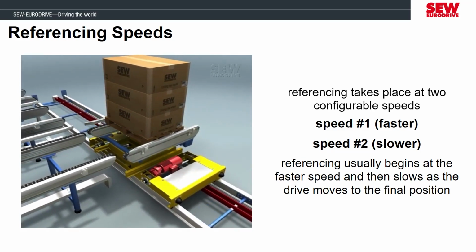These can be changed in the MOVIDRIVE parameters for different needs, but it's recommended to use slow speeds for both and make sure that speed number 2 is slower than speed number 1, because the referencing routine will automatically switch from speed 1 to speed 2 at specific phases of the move. If these speeds were set too fast, it could present unnecessary risks when the equipment is attempting to locate the machine 0 position.